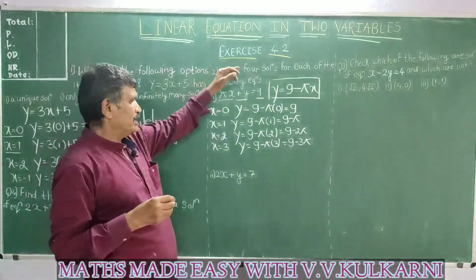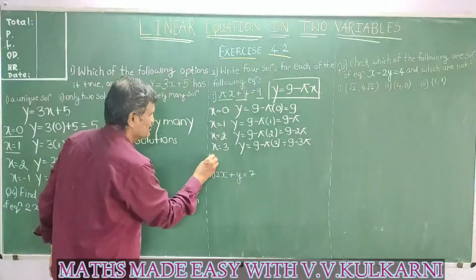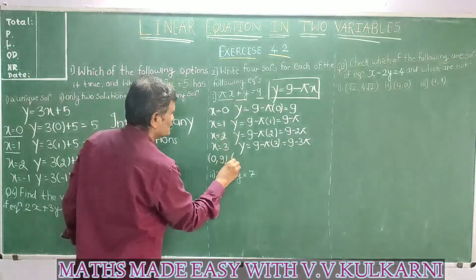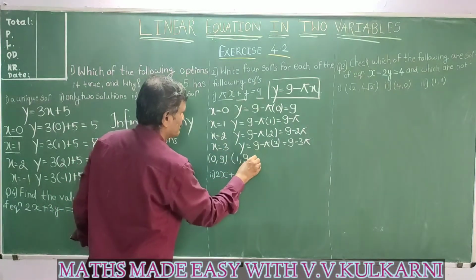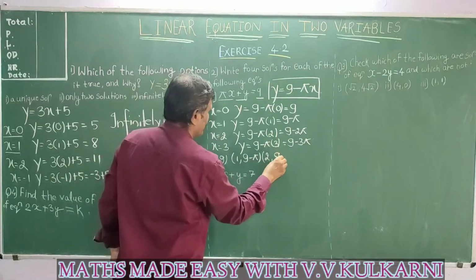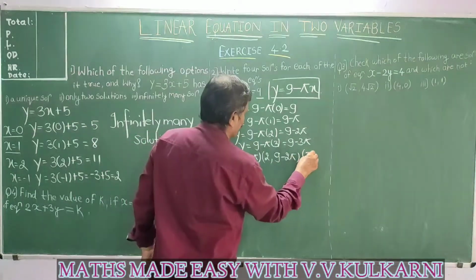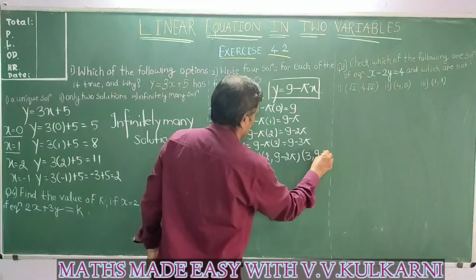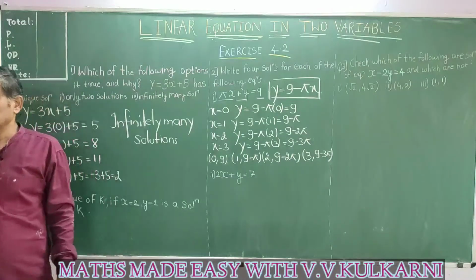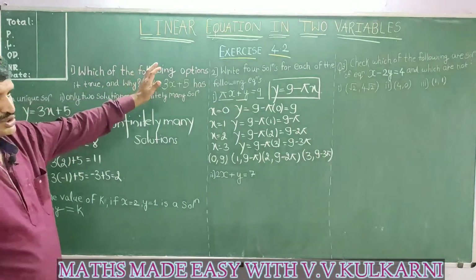So I have been asked to find out 4 solutions. These are the 4 solutions. What are the 4 solutions? When x is 0, y is 9. When x is 1, y is 9 minus pi. When x is 2, then y is 9 minus 2 pi. When x is 3, then y is 9 minus 3 pi. So these are the 4 solutions, and this is how to find the 4 solutions.